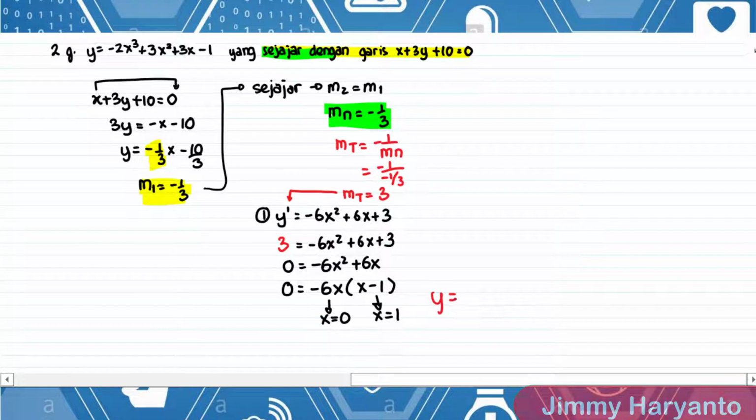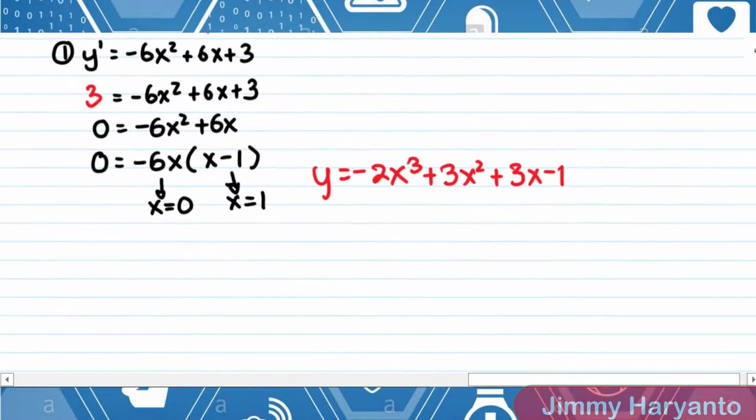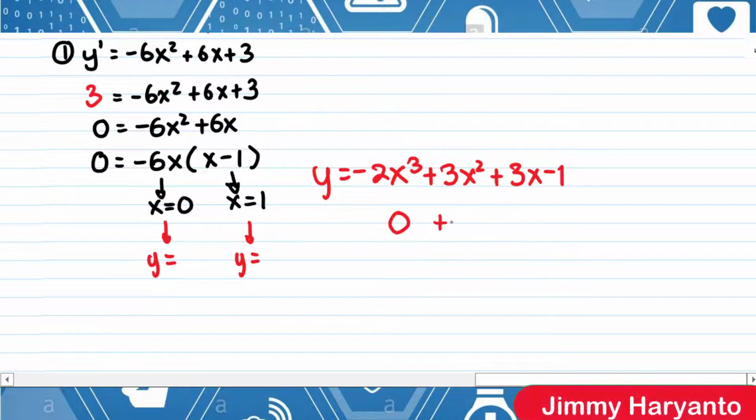So the curve is y equals negative 2x cubed plus 3x squared plus 3x minus 1. That means you can replace the x with 0 to find the y, and you can replace the x with 1 to find the y also. So for 0, it will be 0 plus 0 plus 0 minus 1. You will have negative 1.